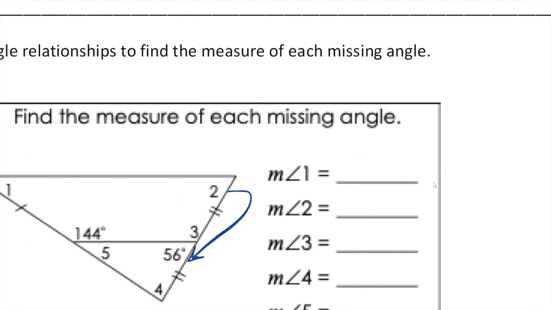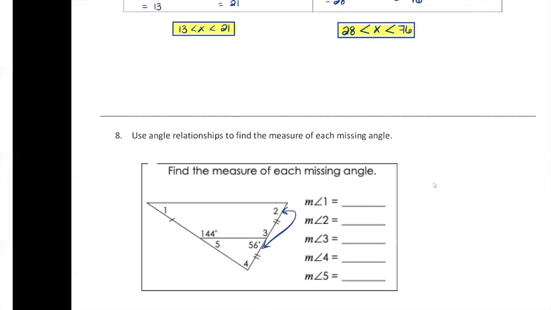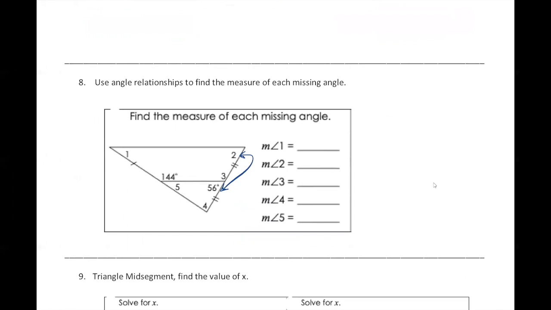All right. How is 56 and 2 related? Their corresponding angles are congruent. So angle 2 is 56 degrees. That was the easy one. All right. What about angle 1? How can I find angle 1? Same side interior, yeah. So angle 1 plus 144 equals what? 180.